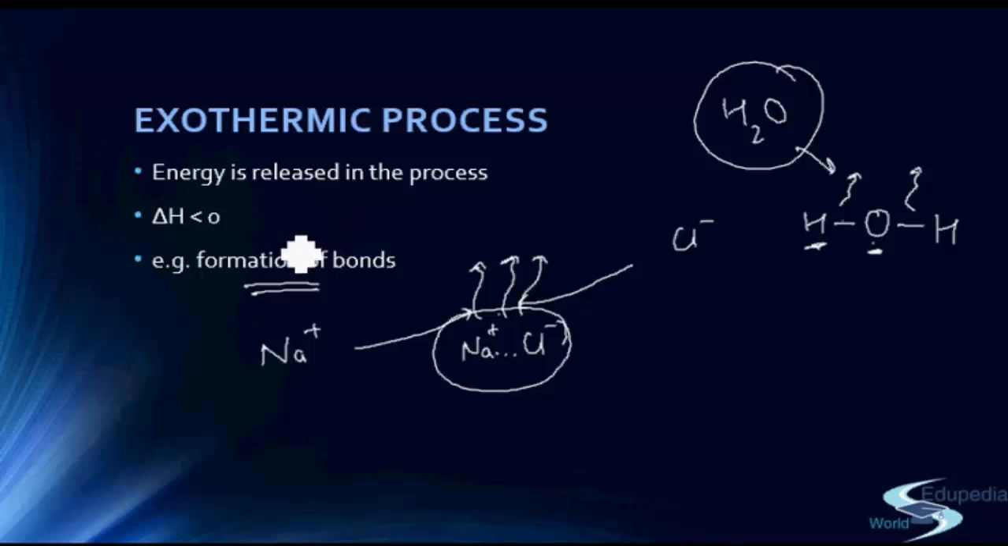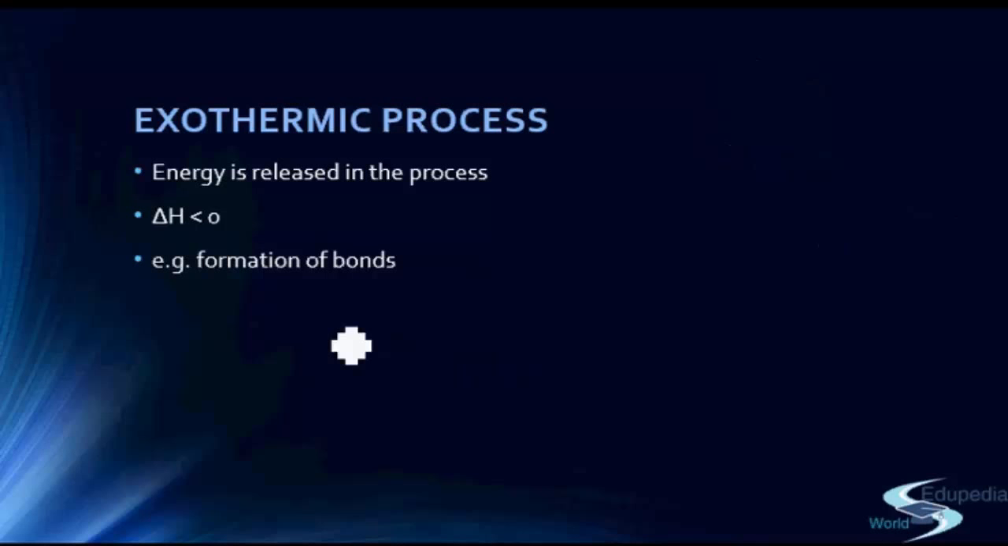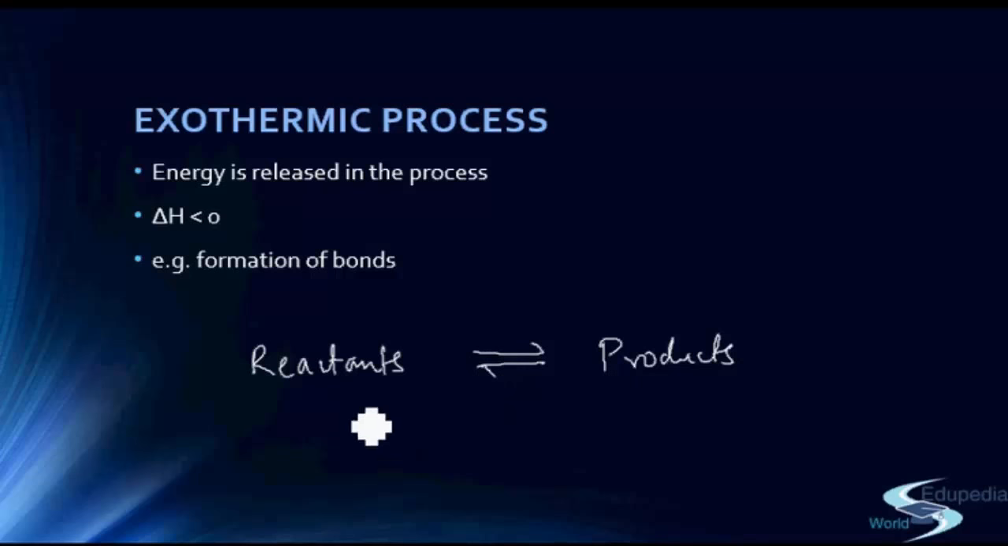Okay, so this is how the value of delta H determines whether the energy is going to be released in this process or whether it is going to be absorbed in the process. So when we take a chemical reaction which is reversible in nature, how does it look like? We will have reactants, and these reactants will basically be forming products via a reversible reaction. So either this reaction is going to be endothermic or exothermic.